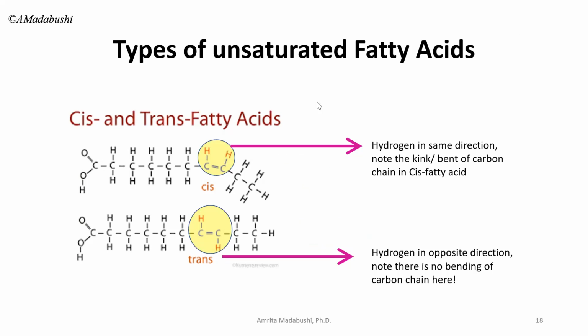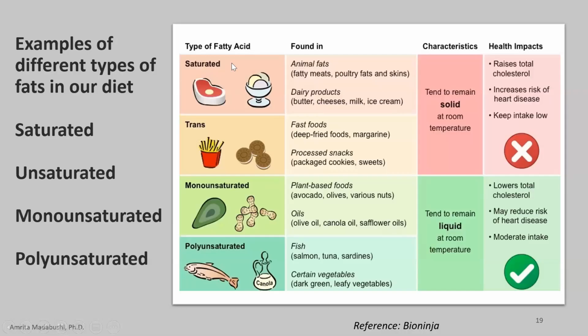And so what happens here is a chart which shows what is saturated fatty acid, what is trans, what is monounsaturated, and what is polyunsaturated. So all of these are shown here. These tend to remain solid. And what are the things which have trans fat? All the things that we really like, fast foods, processed snacks, they are full of trans fat. And the things which are really healthy, the plant-based foods and oils and fish and certain vegetables, they are all the good fat.